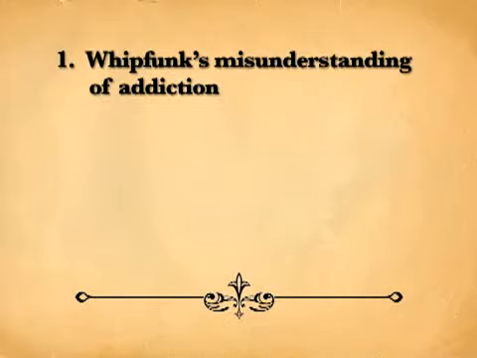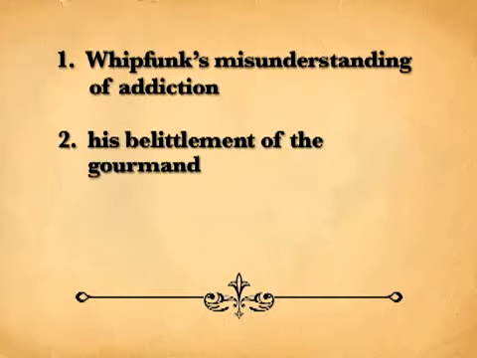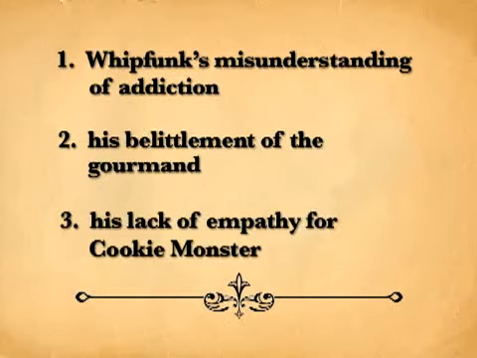Furthermore, it also gives the reader an idea of how this essay is going to be structured. We know the points that the author is going to address in the order that he will address them to support the thesis. 1, Whipfunk's misunderstanding of addiction. 2, his belittlement of the gourmand. And 3, his lack of empathy for Cookie Monster. These 3 things are going to support the reasons that this article is unconvincing.